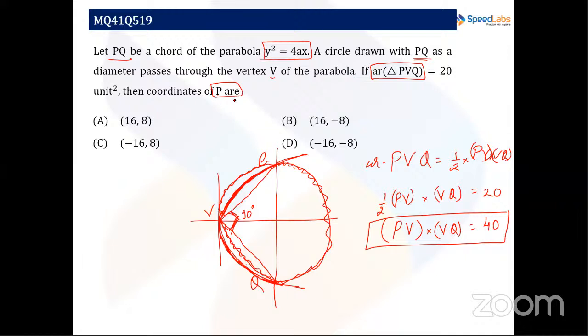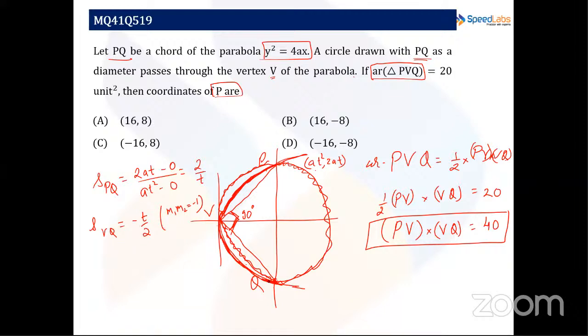Now we have to find the coordinates of P. Let's say the coordinates of P are at square comma 2at. Now we have to find the coordinates of point Q. We can see PQ is perpendicular to VQ. So slope of PQ will be y2 minus y1 upon x2 minus x1. So we will get it equals to 2 by t. So slope of VQ will be equals to minus t by 2 from the concept m1 m2 equals to minus 1 for the lines which are perpendicular.